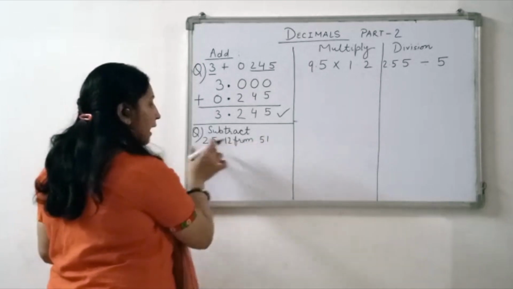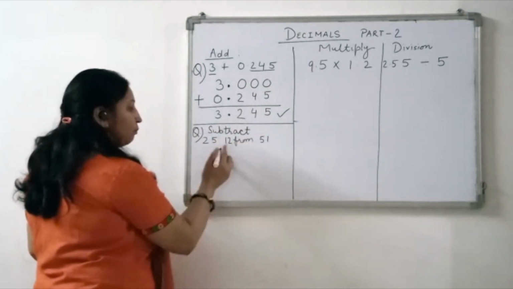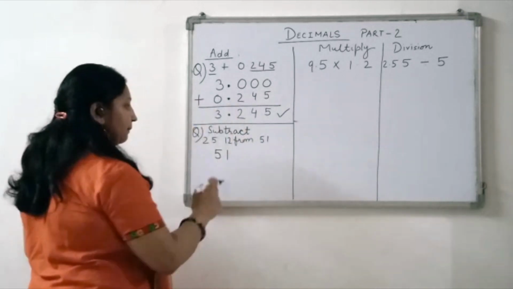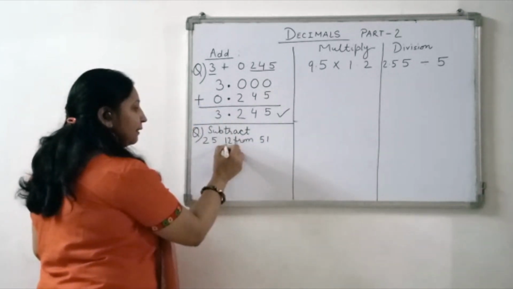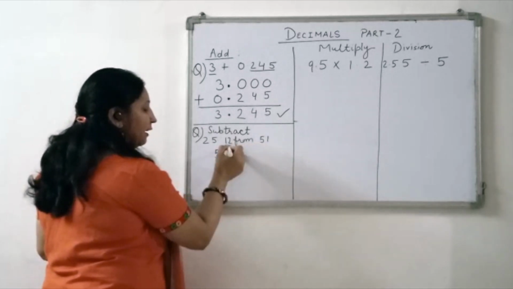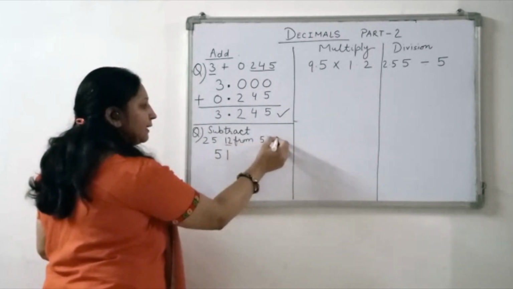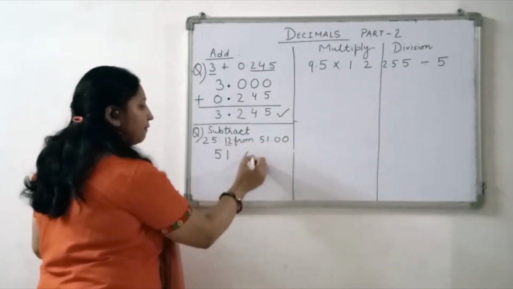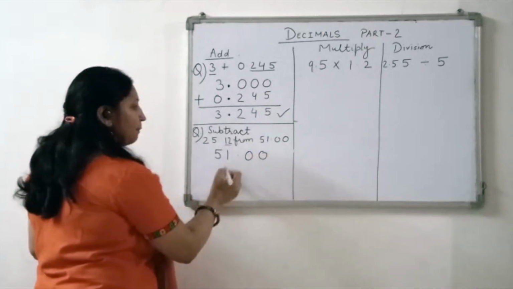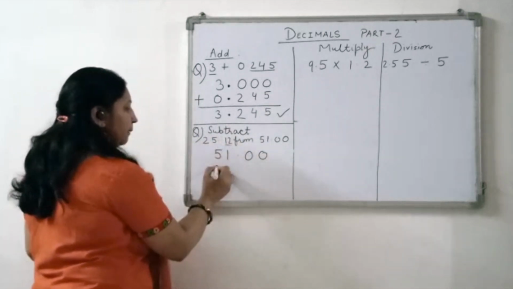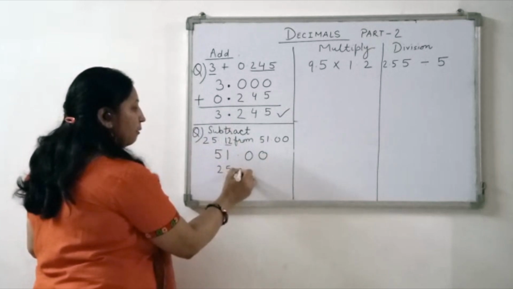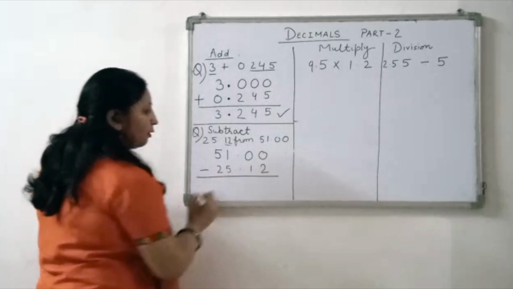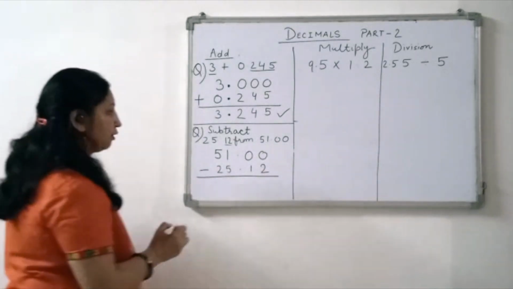So how to subtract from this 51? 51 is again a complete whole number, and then make it like decimals. Here we have 2 decimal places, so make this also up to 2 decimal places. So this will become 51.00 and from this we are going to subtract 25.12, and now we are going to find the difference of these two numbers.